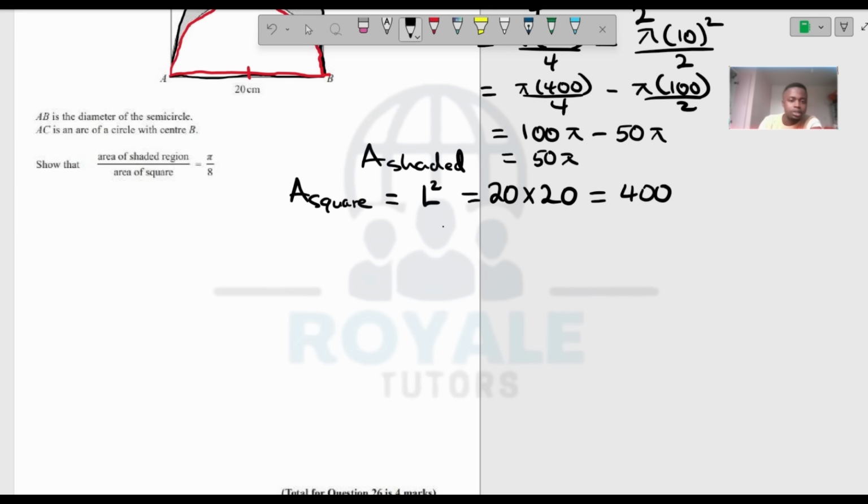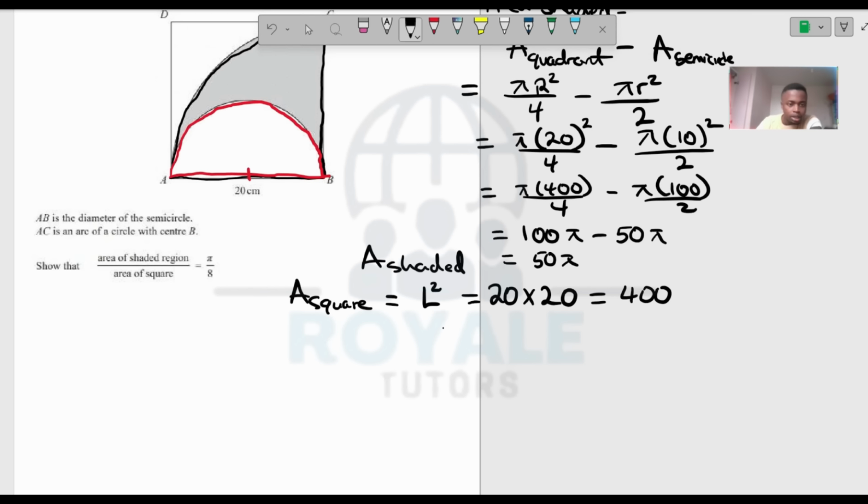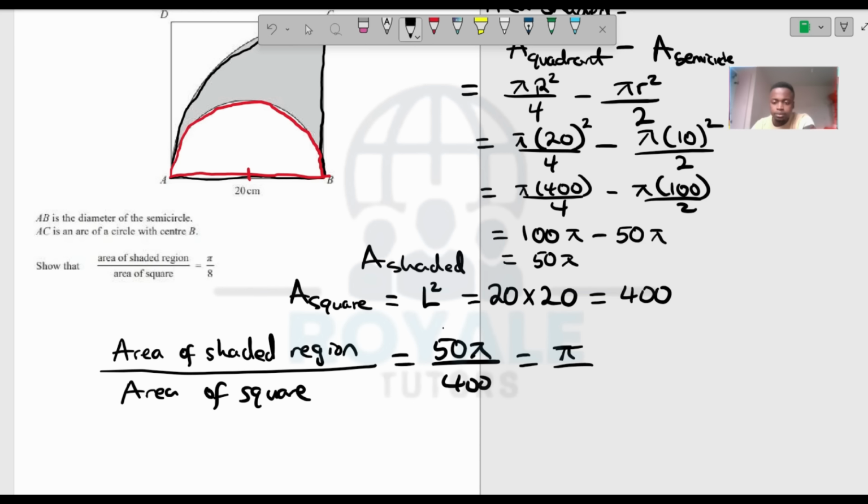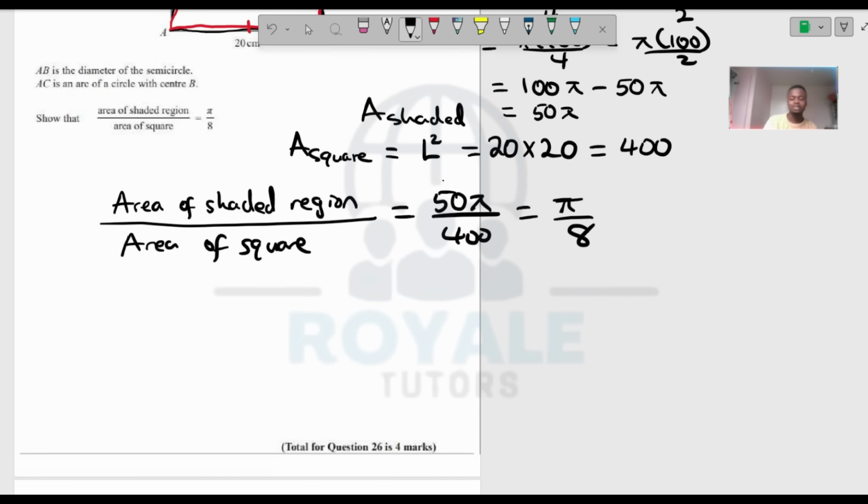So let's go back to the ratio now. They want us to show that area of shaded region divided by area of square equals, so let's take area shaded, where we have 50 pi, over 400, and that gives us pi over 8. All right, pi over 8, then we have our format.